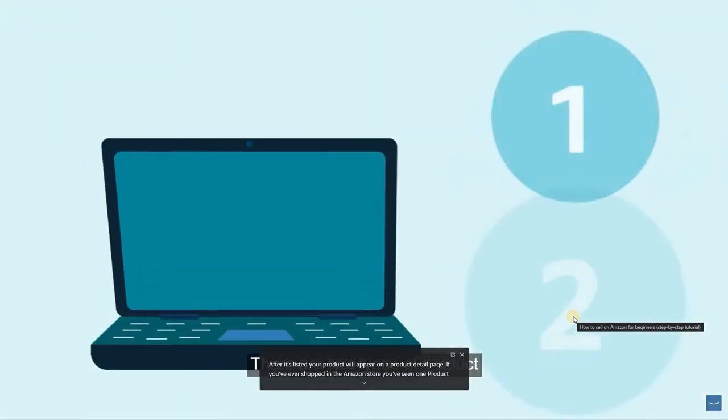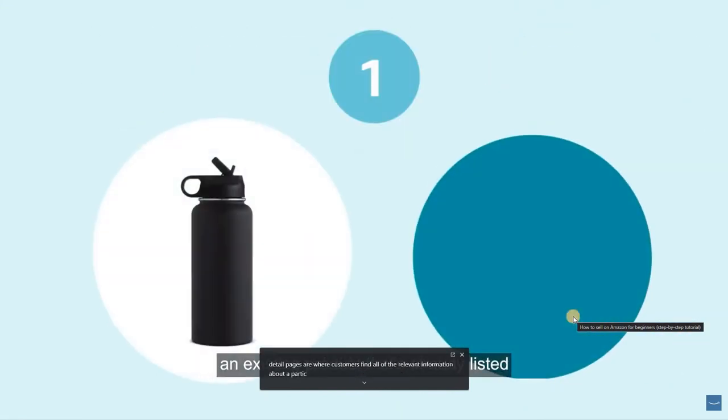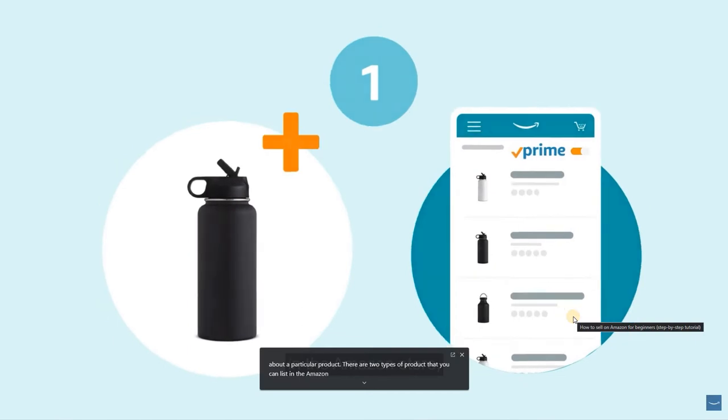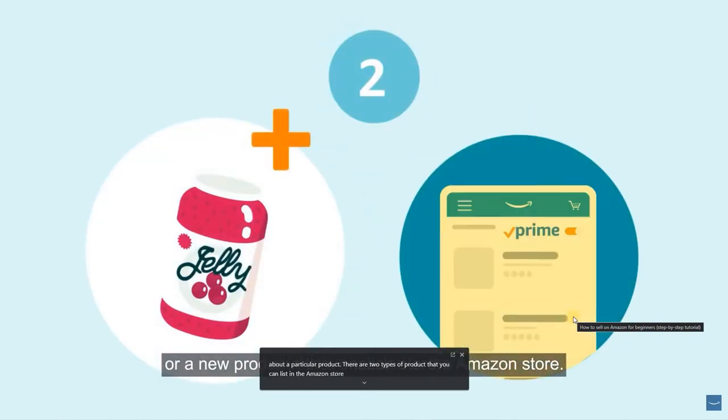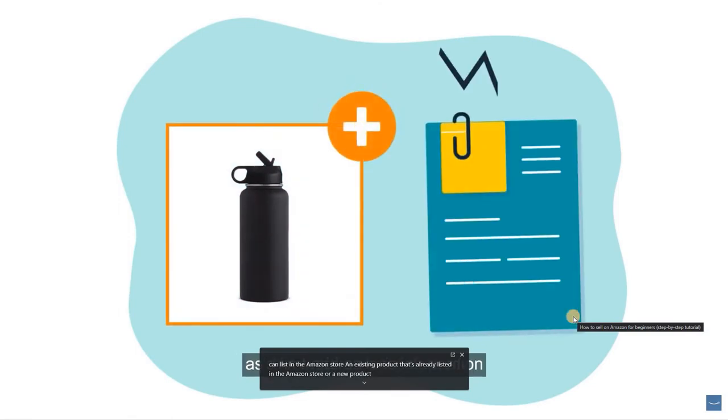There are two types of product that you can list in the Amazon store: an existing product that's already listed in the Amazon store, or a new product that's not listed in the Amazon store. Let's first add an existing product, as that requires less information to be entered into Seller Central.